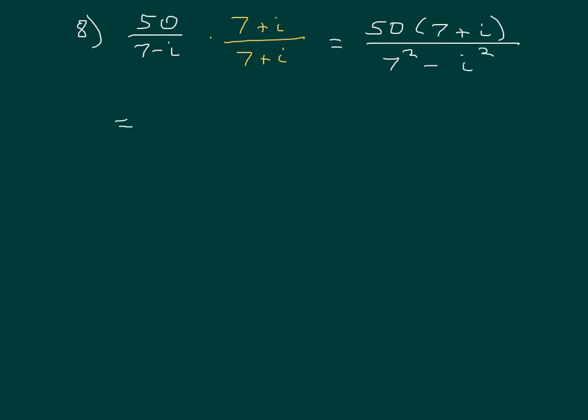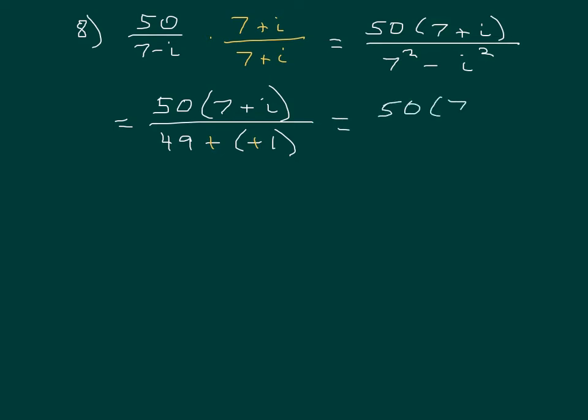So that gives us 50. I'm going to just keep it like this until the very end, 7 plus i over, and then 7 squared is 49, i squared is negative 1, and we know that minus a negative is plus a positive, so then we have 50 times 7 plus i over 50, and our 50s cancel, and so we end up with 7 plus i as our answer.